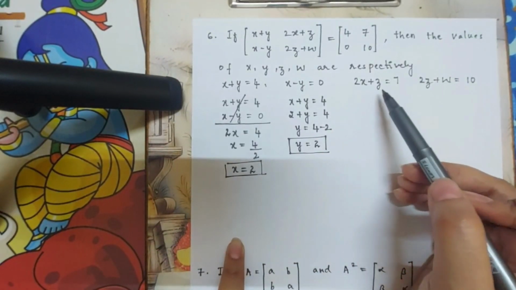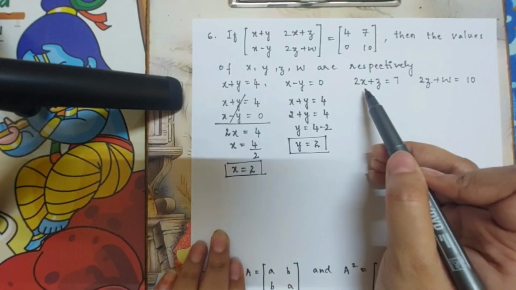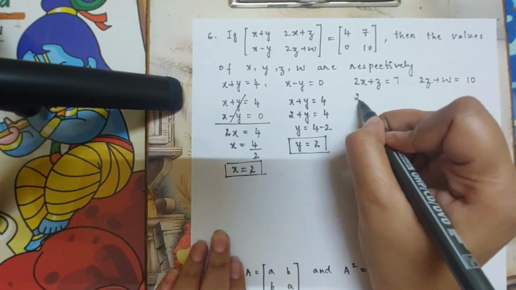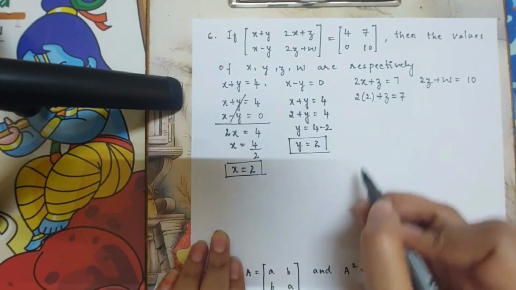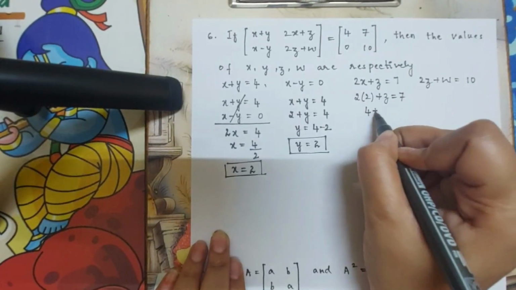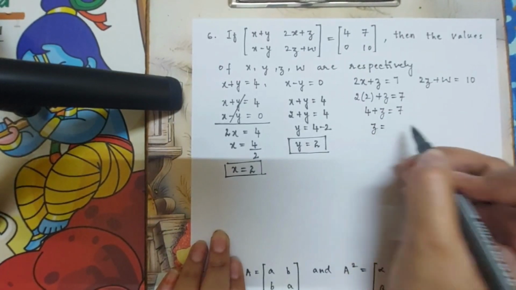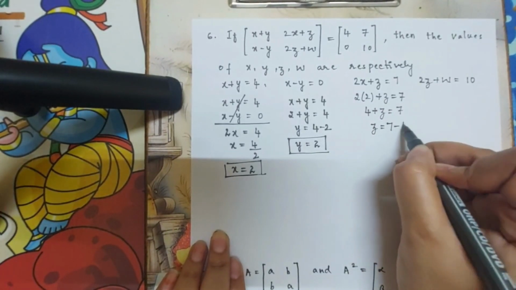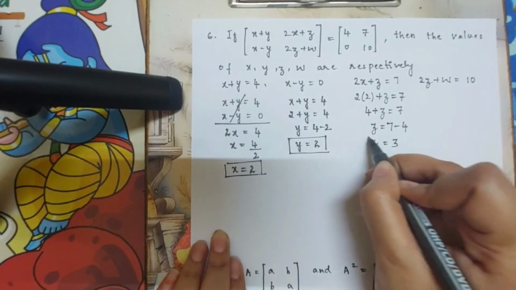So to solve 2x plus z is equal to 7, we already have the value of x. So I'll be able to write 2 into x plus z, that will be equal to 7. From here z will be equal to 7 minus 2x. Therefore z will be computed from the value of x.